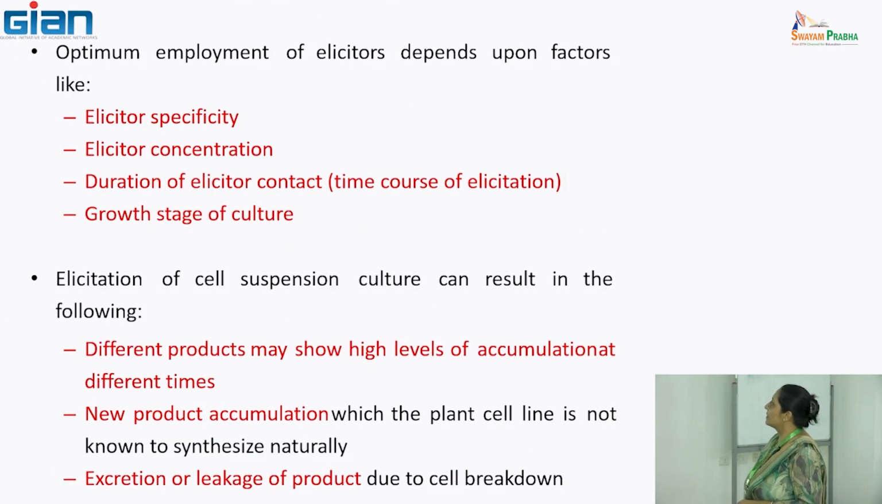Okay, this is about the mechanism of action. So what all things should be kept in mind when we are optimizing elicitor additions? Elicitor concentration, elicitor specificity, duration of elicitor contact. It's important. Why do you think duration of elicitor contact is important? When should it be added and for how long should it be added?